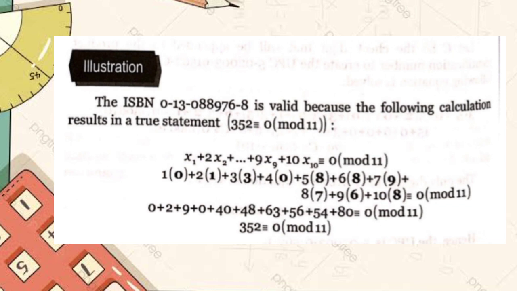So first, what you will do is substitute all the X values. So the outcome is 1 times 0 equals 0, 2 times 1 is 2, 3 times 3 is 9, 4 times 0 is 0, 5 times 8 is 40, 6 times 8 is 48, 7 times 9 is 63, 8 times 7 is 56, 9 times 6 is 54, 10 times 8 is 80, then add all the outcome numbers. 352 is congruent to 0 modulo 11.